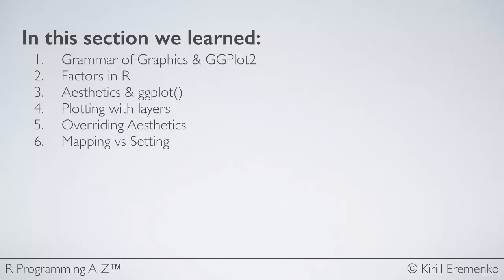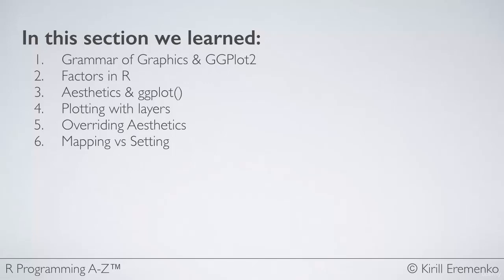The other option is you can set the aesthetic. You can say, I just want the color to always be blue. That way you're not mapping it, you're just setting it. The ways to do this in ggplot are a bit different. For mapping, because it's a more complex operation, you need to use the aes function. So to map an aesthetic you need the aes function.